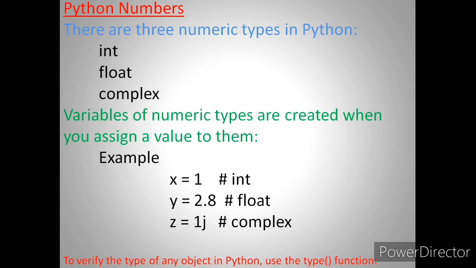When we are talking about Python numbers, we have seen 3 types: int, float, and complex. If we say x is equal to 1, that means it is an integer type. If it is y is equal to 2.8, then what does it mean? It is a floating type.